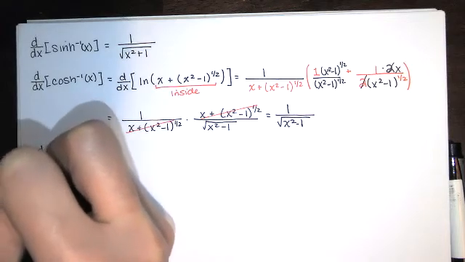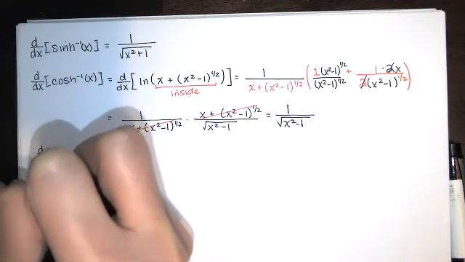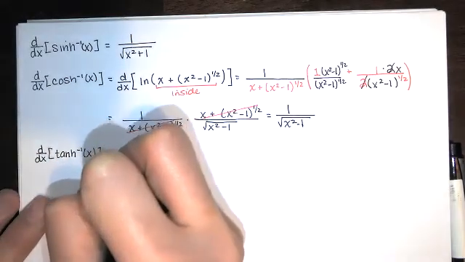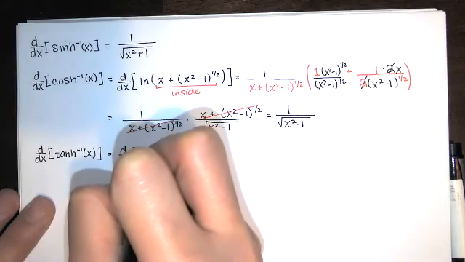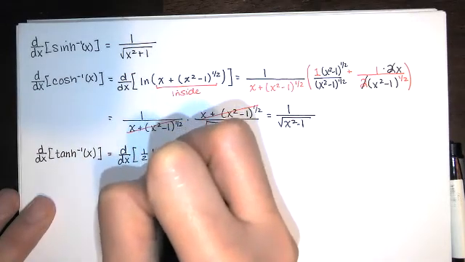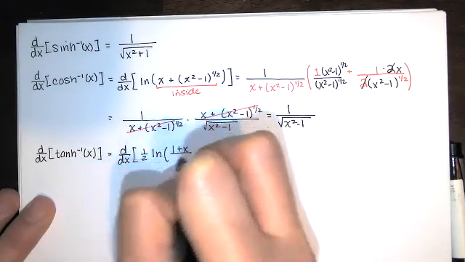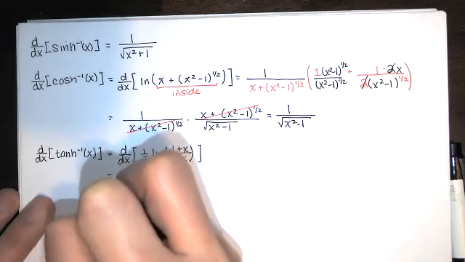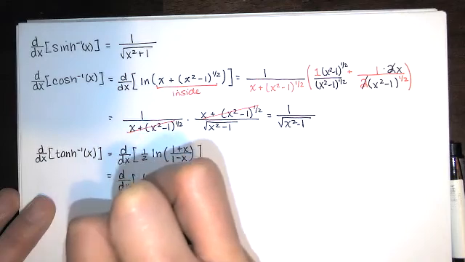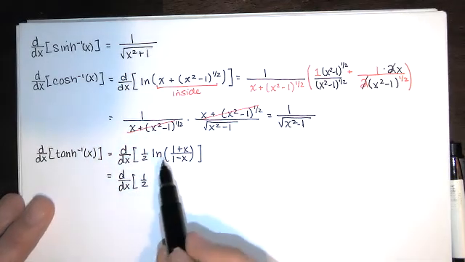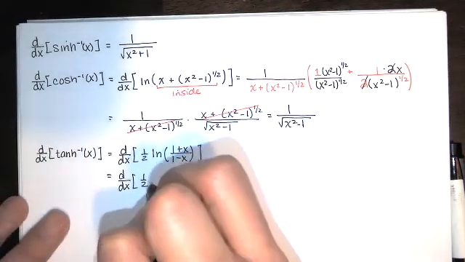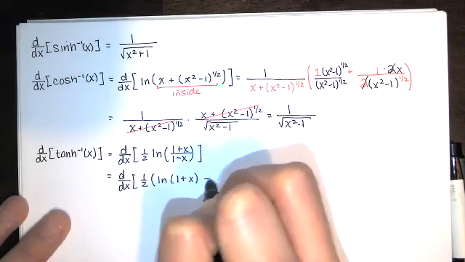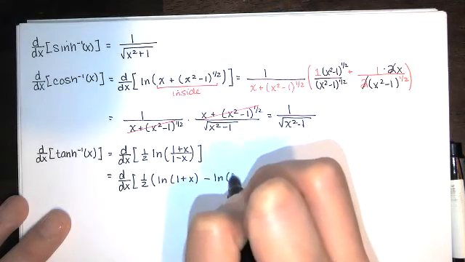We can keep going with these guys. The inverse hyperbolic tangent turns out to be 1/2 of the log of 1 plus x over 1 minus x. If I'm taking that derivative, I would recommend bringing the 1/2 out and using log properties. That's log of a over b. So we can call that log of the numerator minus log of the denominator.